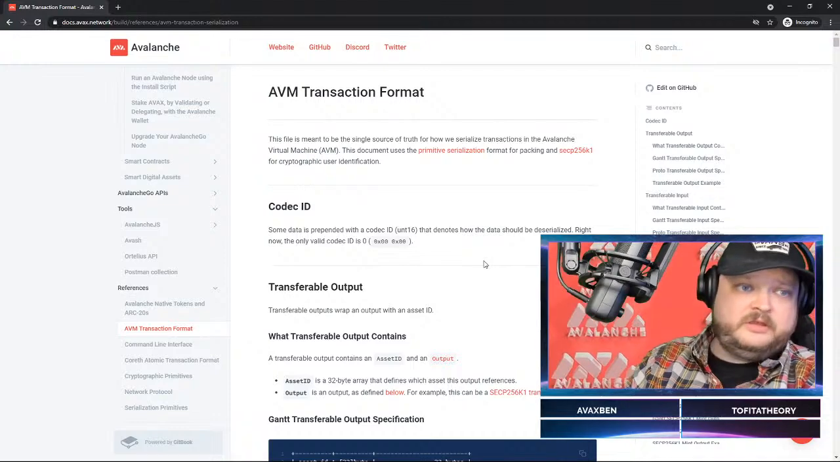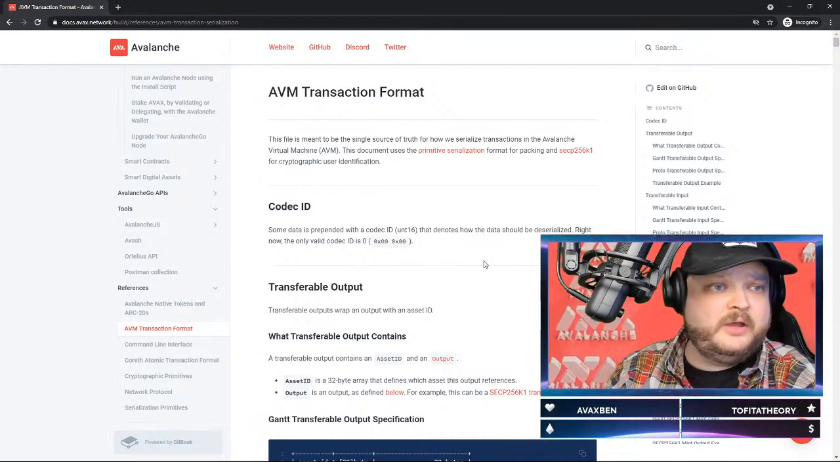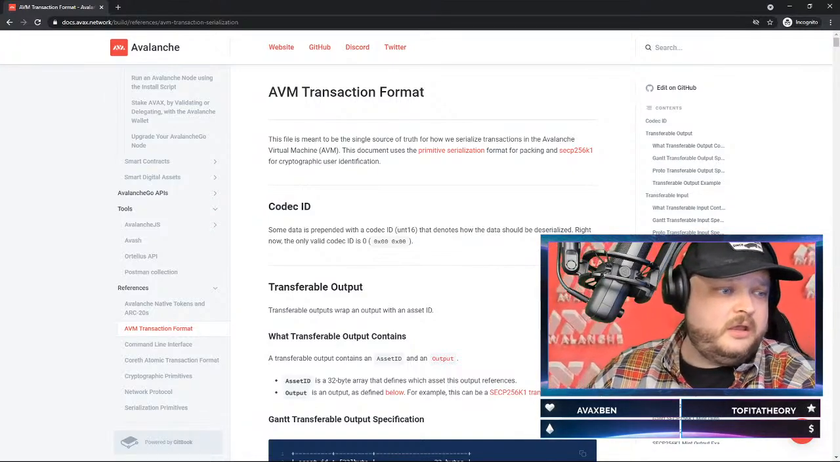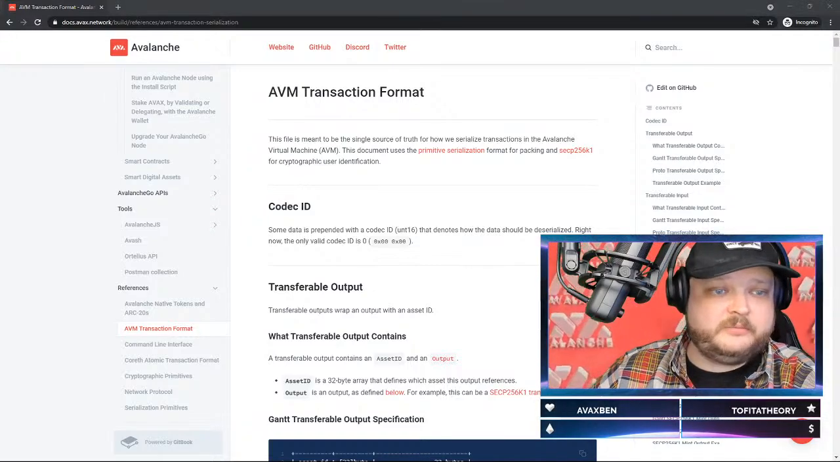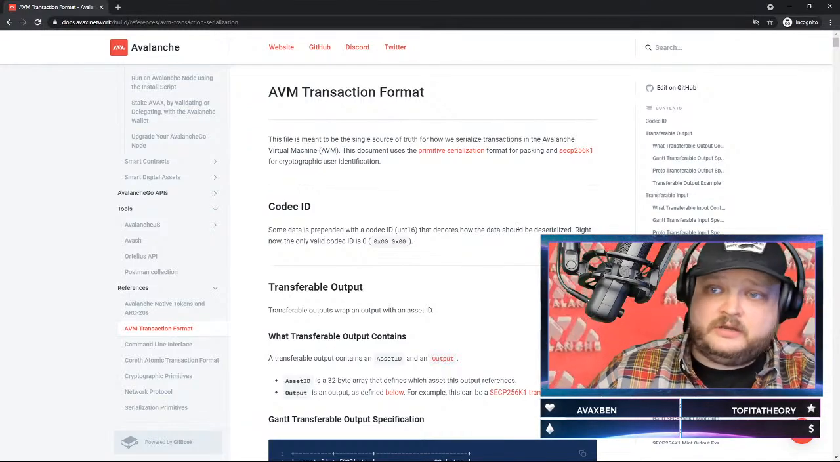So I want to talk a little bit about the transaction format first and kind of give you an overall idea, and then we'll head back to it after we talk to my friend here, and we will go over some of his work, which is absolutely incredible, because Hassan has done some amazing stuff, and I want to really point it out to you guys.